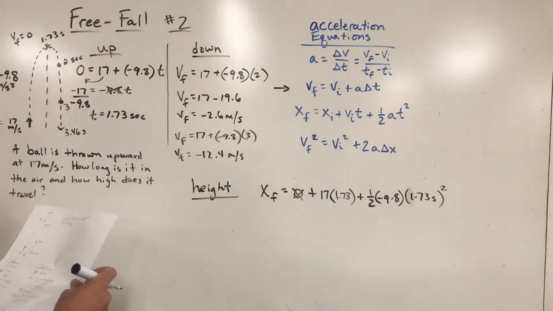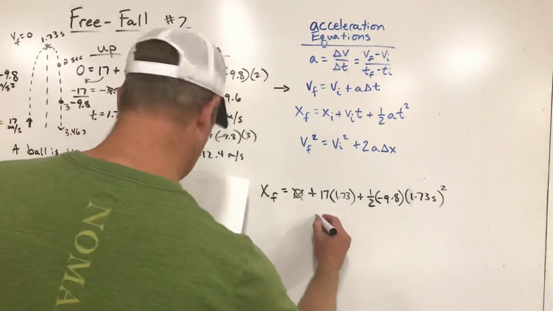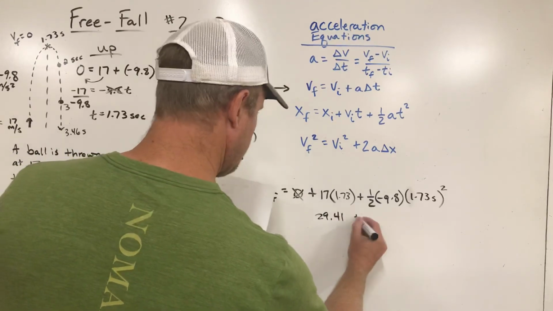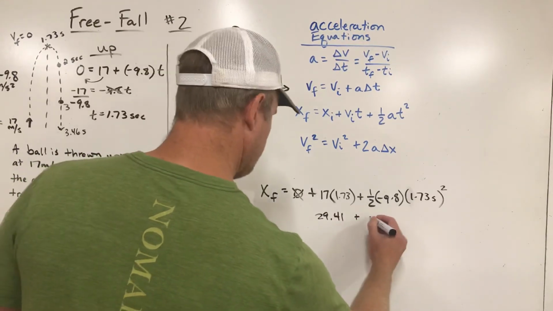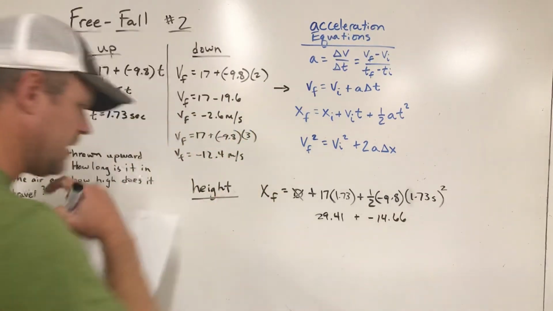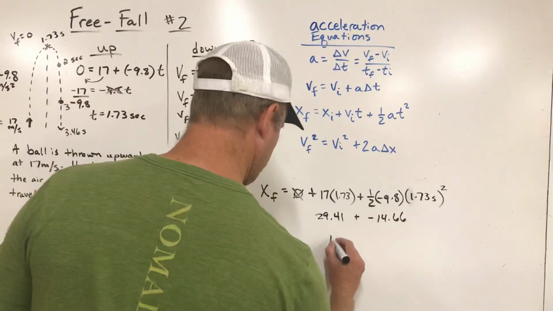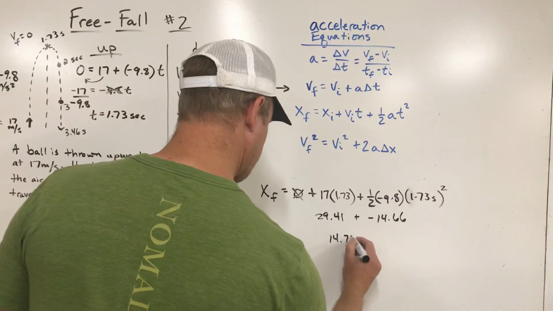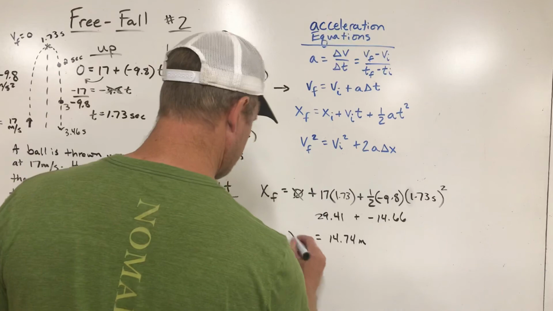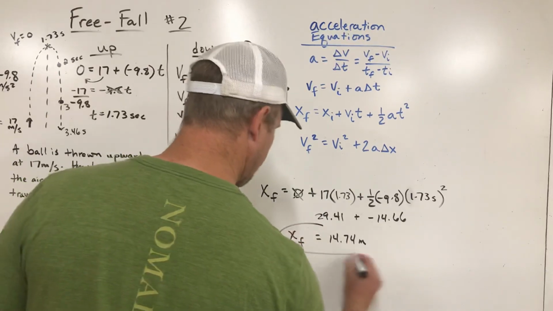And when I put all that stuff together, I basically get a value of 29.41 right here. And I get a value of negative 14.66 right here. When I put those together, I get a value of 14.74 meters. Okay, now this is estimated. That's my final position. That should be about the top of the curve.